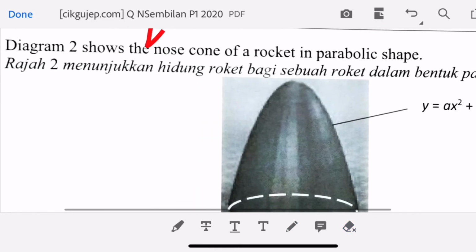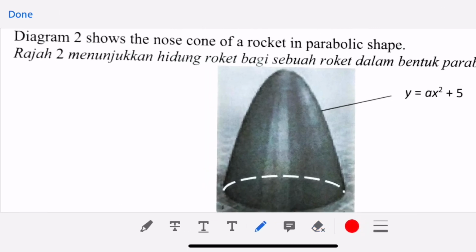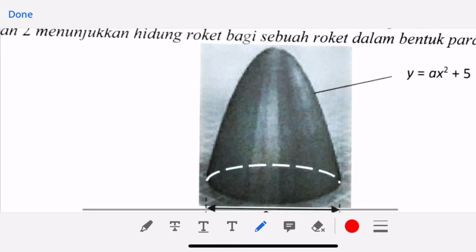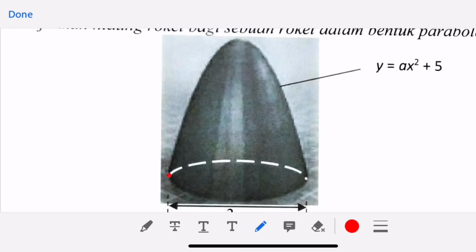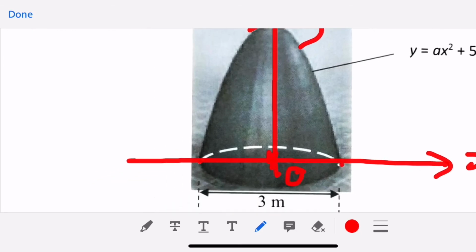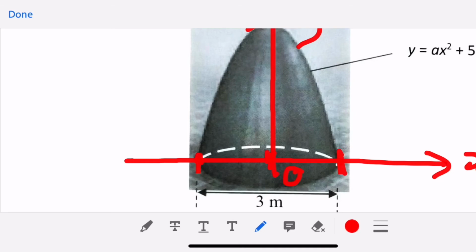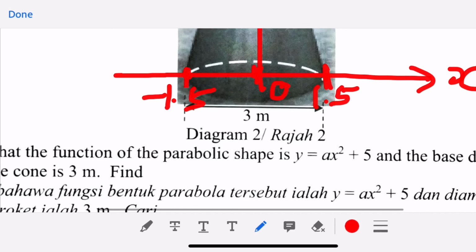For this question, diagram 2 shows the nose cone of a rocket in parabolic shape. So you're given the shape y equals ax squared plus 5. When you see this question, you will say you don't know how to do, because you see the diagram, it looks very scary. But you don't have to worry. You just draw the graph like this. You will have y-axis, you have x-axis. It's a 3-dimension, so we convert to 2-dimension. It's actually the quadratic function, a curve, so you just convert back to our quadratic function.